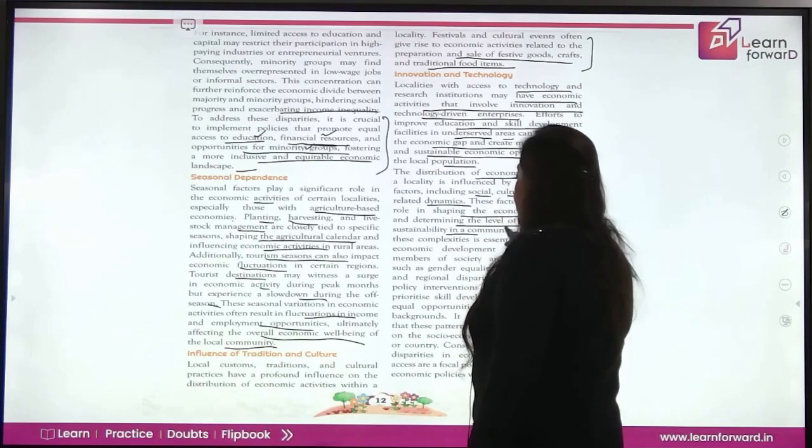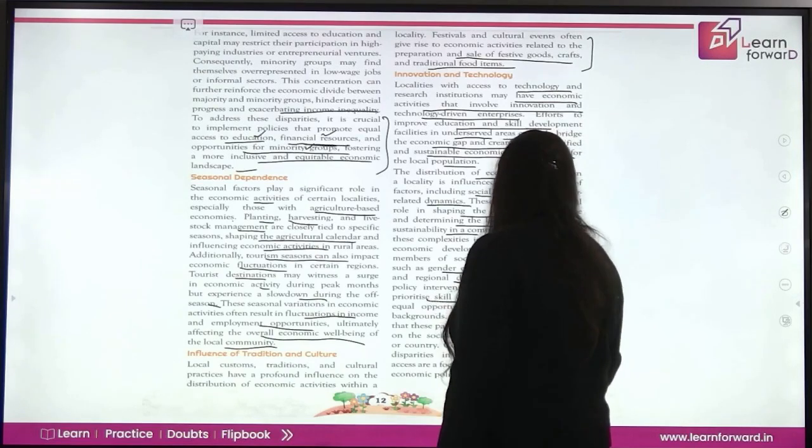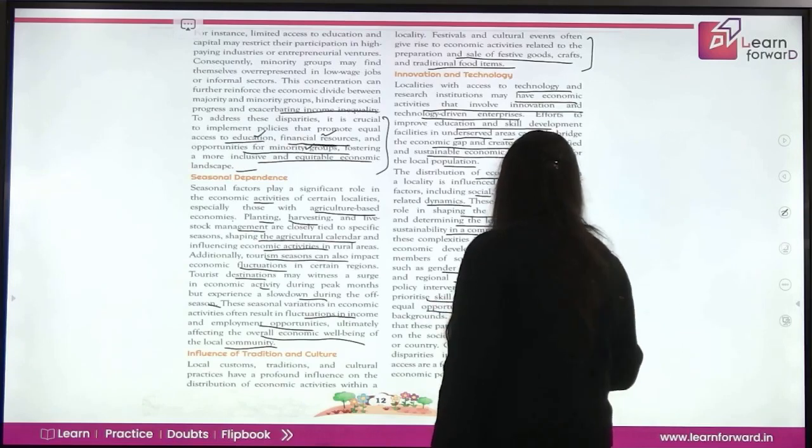Understanding this complexity is essential for promoting economic development that benefits all members of society and addresses issues such as gender equality, social stratification, and regional disparities. To achieve this, policy interventions and initiatives should prioritize skill development, education, and equal opportunities for individuals of all backgrounds.